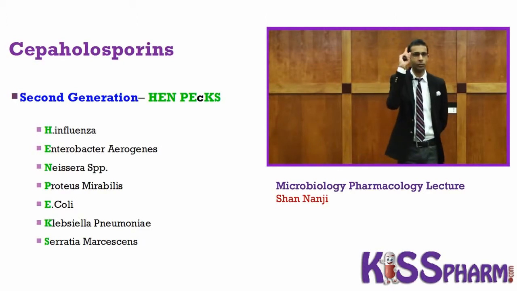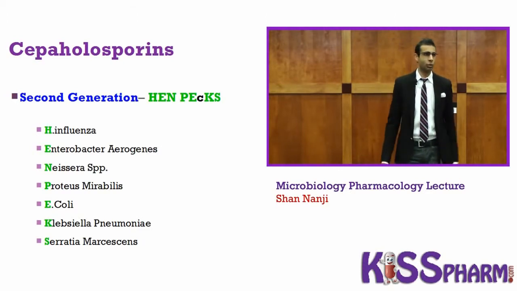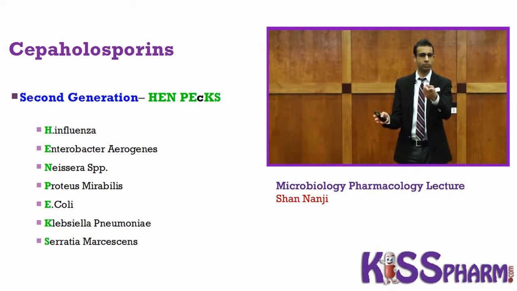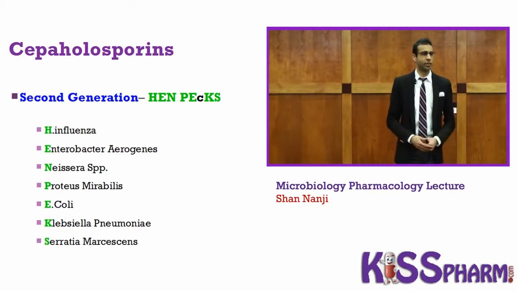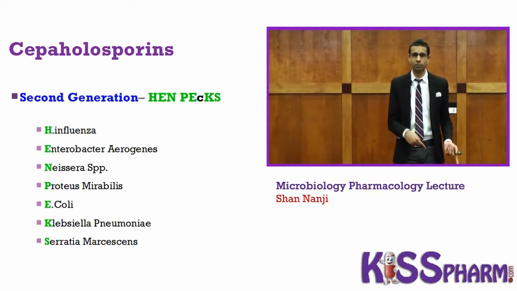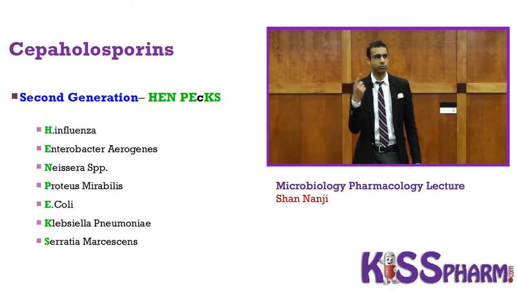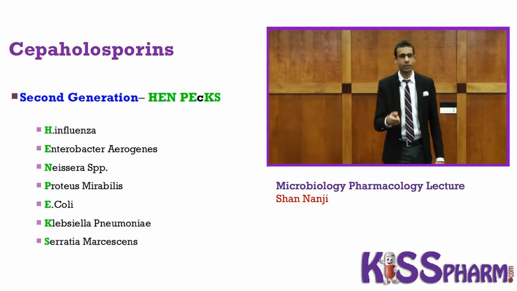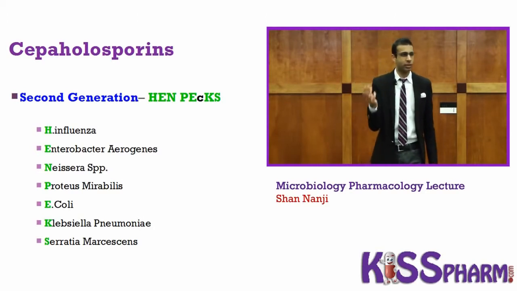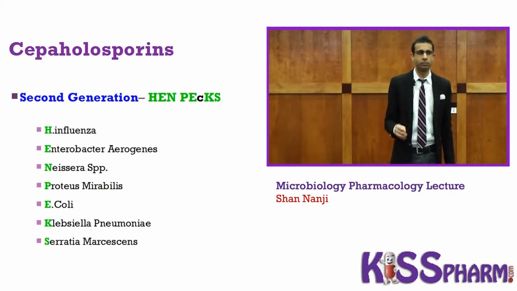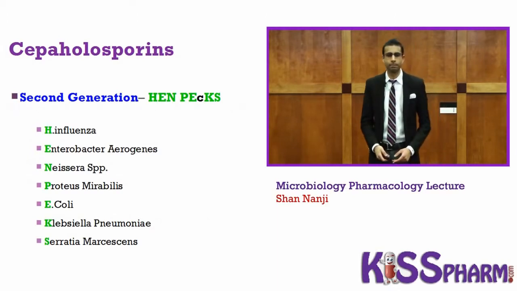There's only 4 things that are different between first and second generation. Makes sense. 2 comes later in the alphabet. 2 is a bigger number. This treats more things. Second generation treats more things than first generation. First generation, 1 word. 1 word mnemonic, PEC. Second generation, 2 words. Hen pecs. Got it? 4 things that are different. H. influenza, Enterobacter, Neisseria, and Serratia. We're going to review those in a second, so don't worry about it.